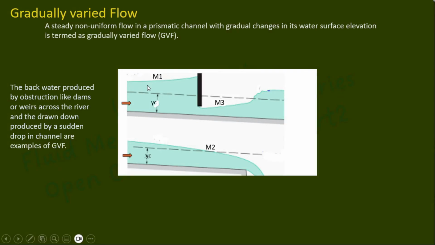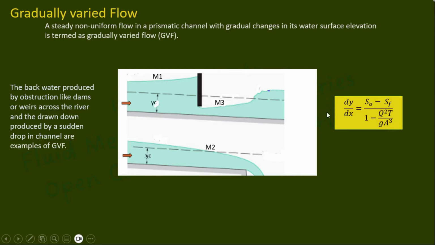We have learned previously about the formation of M1 profile and M3 profile for a mild slope channel. So M1 profile mainly occurs due to the obstruction in the form of weir or dam, whereas M3 profile occurs mainly due to the lifting of the gate in a reservoir, and M2 profile forms due to the sudden cut in the bed slope. Since flow characteristics vary gradually, gradually varied flow occurs for a long distance.